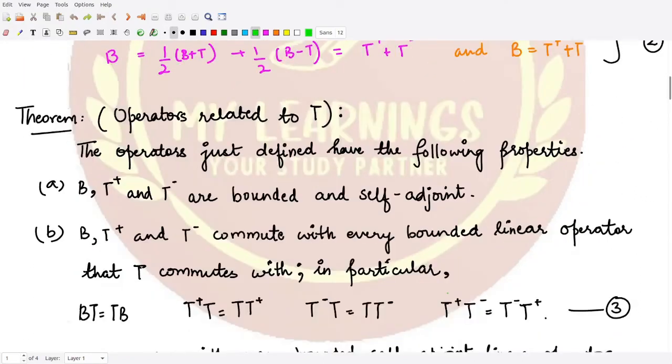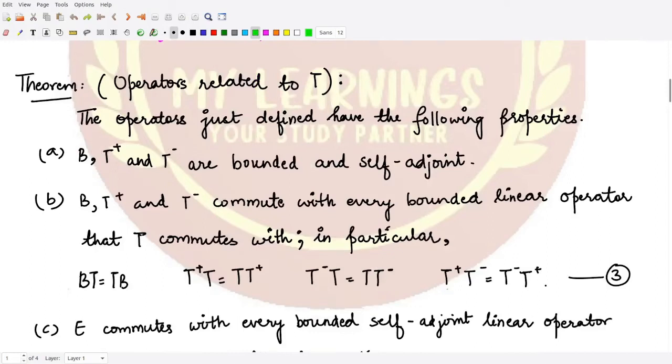Now, what are the operators related to this operator T? With the given operators we have just defined, we have the property that the operator B, the positive square root of T square, the positive part of T, and the negative part of T, all three of them are bounded as well as self-adjoint. Until now we only knew that the operator T was bounded and self-adjoint. Now the operators corresponding to these, that means the positive square root, the positive part and the negative part, are also bounded and self-adjoint.